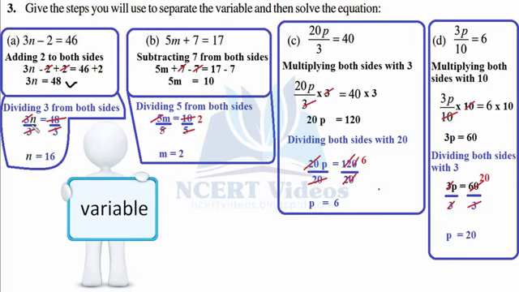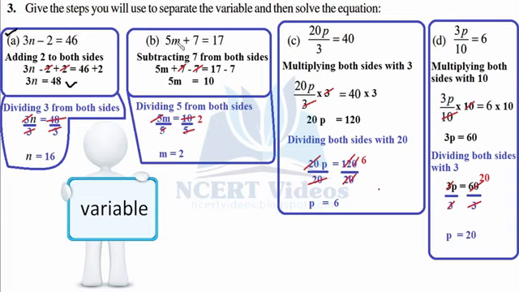The 3s cancel and n is separated. 3 ones are 3, 3 fours are 12, 1 is left as remainder, 18, 3 sixes are 18, so n equals 16 is the final solution of this equation. B: 5m plus 7 equals 17.